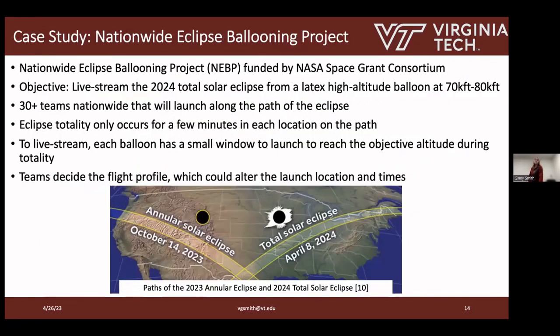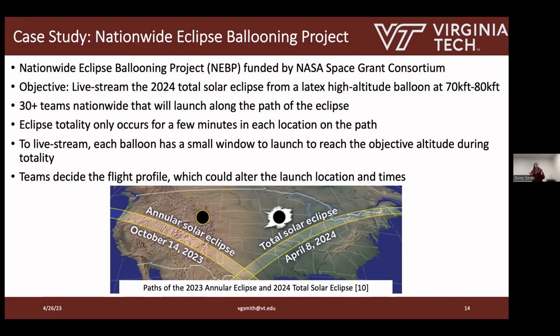So that was the motion model verification for the latex balloons. The last big chunk that I'm going to talk about is looking at initial results for a case study, which is the Nationwide Eclipse Ballooning Project. I'm very excited about this project. This particular project is an application of achieving an in-flight objective, and in a couple of minutes, you'll see why that's a very unique application of this particular type of methodology for this prediction work.